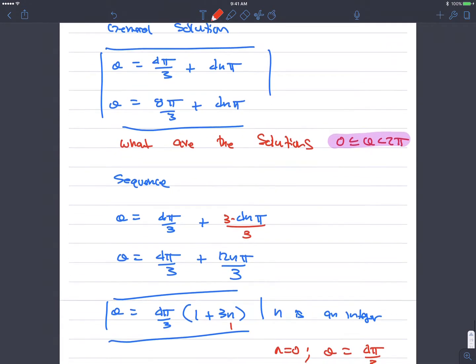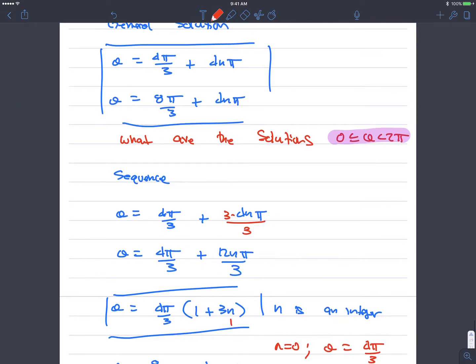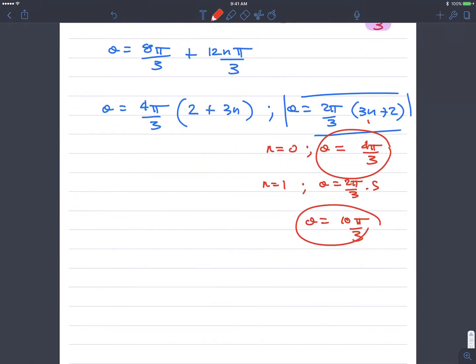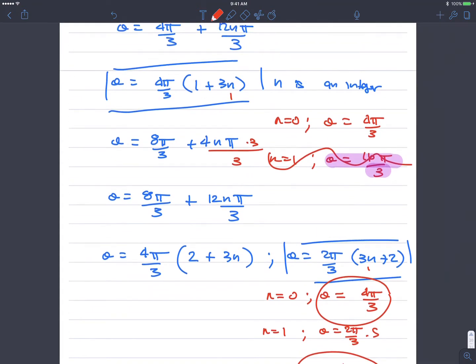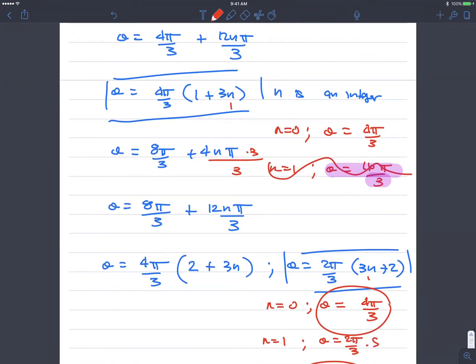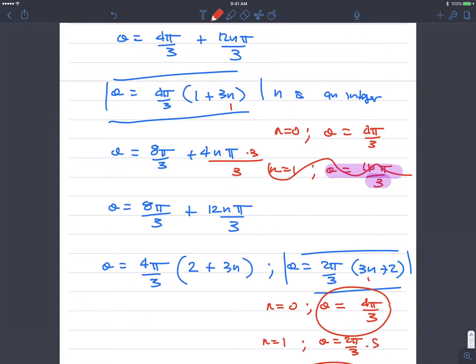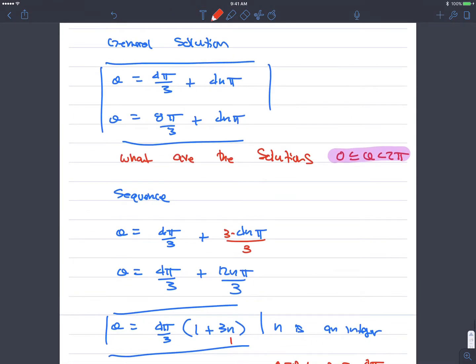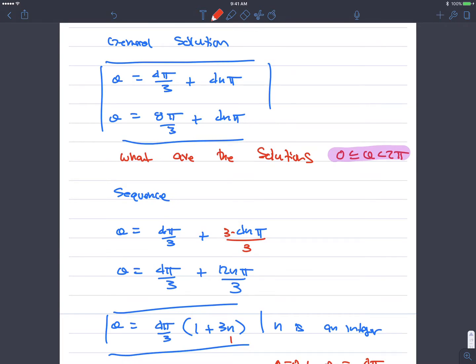Okay. Now, let's go back here. What happened to our 8 pi over 3 solution? Anybody know what happened to the 8 pi over 3? It might be over here. This is n is 0. We get 4 pi over 3. N is 1. We get what? Unless we made a mistake in our arithmetic here. So let's go back. Where is the 8 pi over 3 here? We're here. Right? We already know that theta should be 4 pi over 3, and theta should also be what? 8 pi over 3. Is that right?